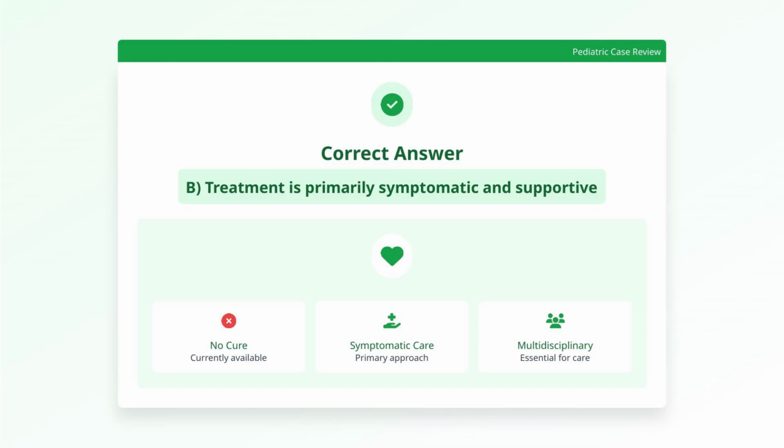Treatment for ataxia telangiectasia is primarily symptomatic and supportive. Currently, there is no cure or disease-modifying treatment available. Management requires a coordinated multidisciplinary approach involving neurologists, immunologists, pulmonologists, physical therapists, and other specialists to address the various manifestations of the disease and maximize quality of life.